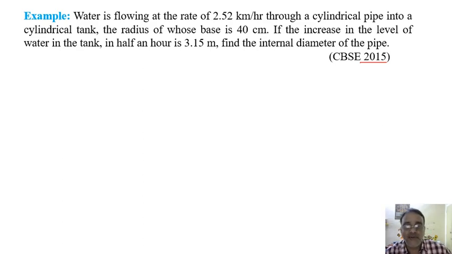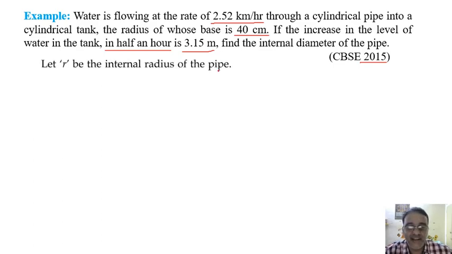So water is flowing at the rate of 2.52 kilometer per hour through a cylindrical pipe into a cylindrical tank, the radius of whose base is 40 centimeter. If the increase in the level of water in the tank in half an hour is 3.15 meter, find the internal diameter of the pipe. So now this is a slightly different question. Here we will find the radius first. First we will find the radius, then we will find the internal diameter.